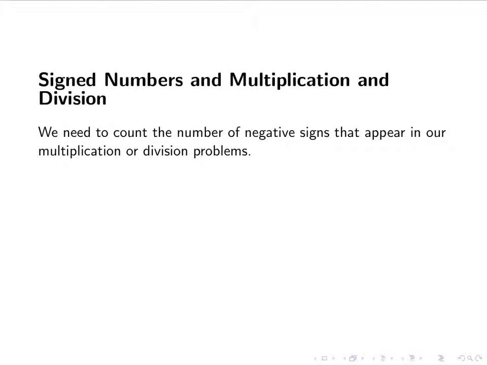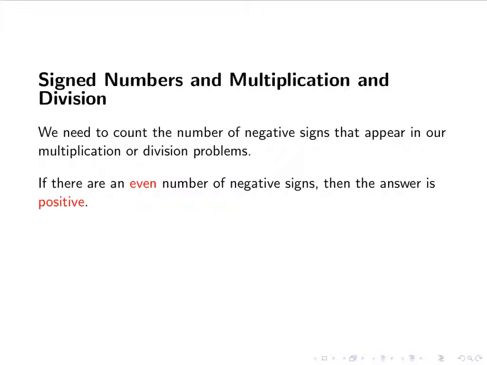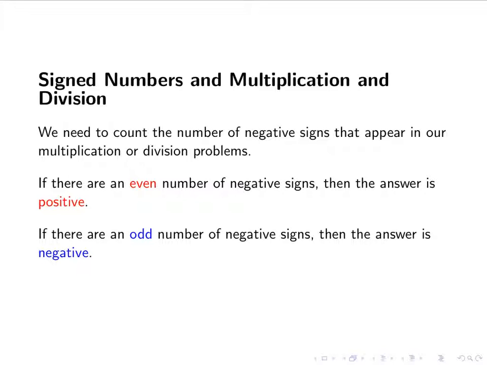What we need to do to figure out whether our answer is positive or negative is to count the number of negative signs that appear in the problem. If there are an even number of negative signs, then the answer is positive. And if there are an odd number of negative signs, then the answer is negative. So we're just going to do some examples. We're going to start with multiplication.